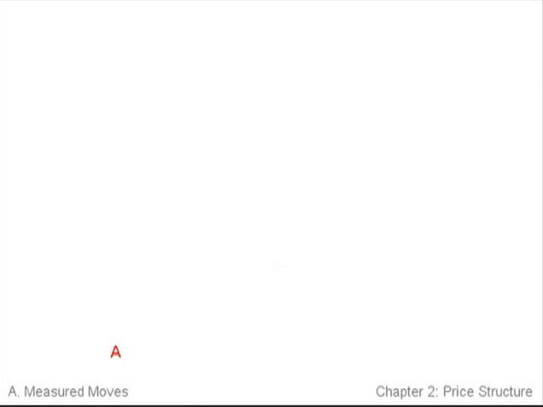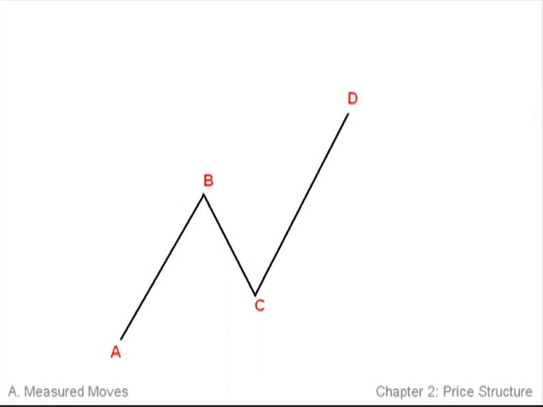Let's say price action starts from pivot low A and it rallies bar to bar up to a pivot high called B, and then drops from B down to C, and then rallies from C up till D. This price structure is known as the bullish measured move. This measured move is bullish because we have a higher low at C and a higher high at D.